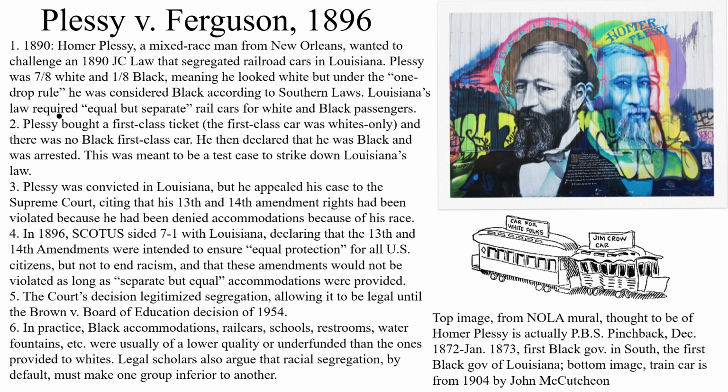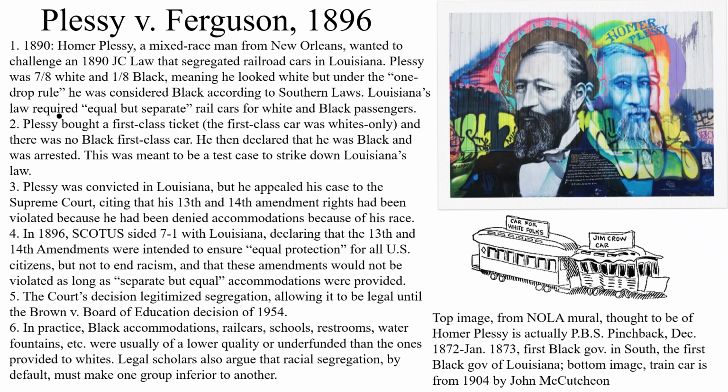Plessy will buy a ticket for the white first class car. He was probably 7/8 white, 1/8 black. So if you looked at him, he would look white to you. He buys the ticket and he is arrested once he's on the car. He declares, "I'm a black man. I have bought a ticket for this car in violation of the law." And then he is arrested. And that was part of the plan. He was supposed to be arrested. This was meant to be a test case.